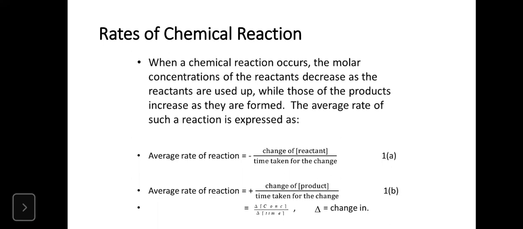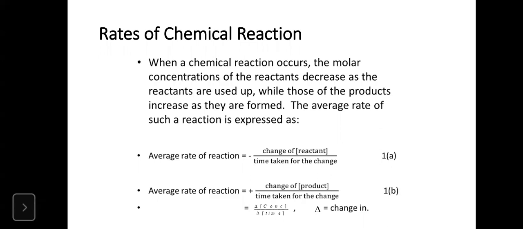What about the average rate of reaction? You can be dealing with the reactant, or you can be dealing with the product. The second one is change of product over time taken for the change. What is the product formed? That is the second one. And the first one, what is the change of the reactant? So you can use any of them to stand for the rate of a reaction, the average rate.